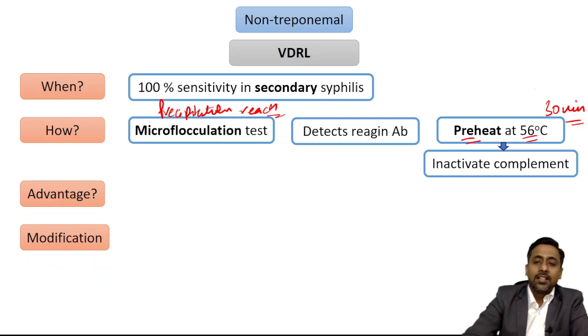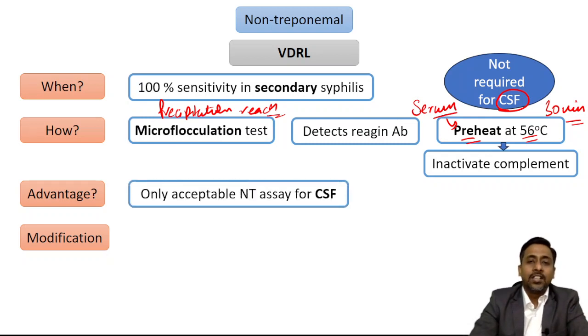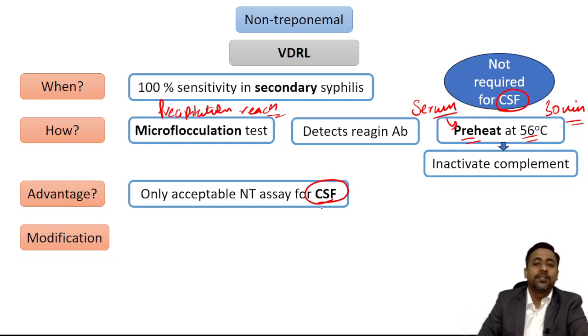Okay, and this is not required if you are examining the CSF specimen. So it is only required when we are examining serum. So preheating is required only for serum, not for CSF. Okay. And the advantage of VDRL is that it is the only acceptable non-treponemal test for CSF. Okay. So the non-treponemal test performed for diagnosing a case of neurosyphilis is VDRL, known as CSF VDRL.